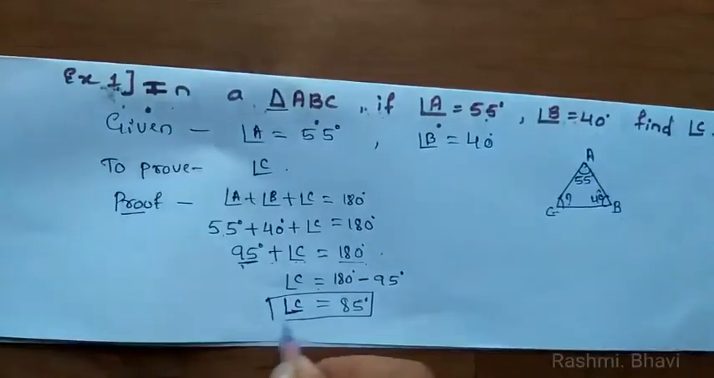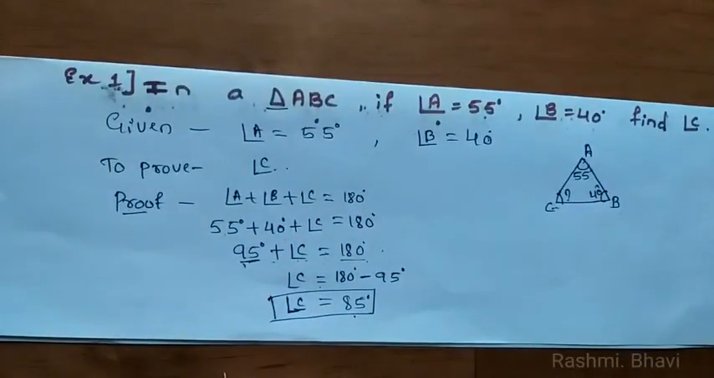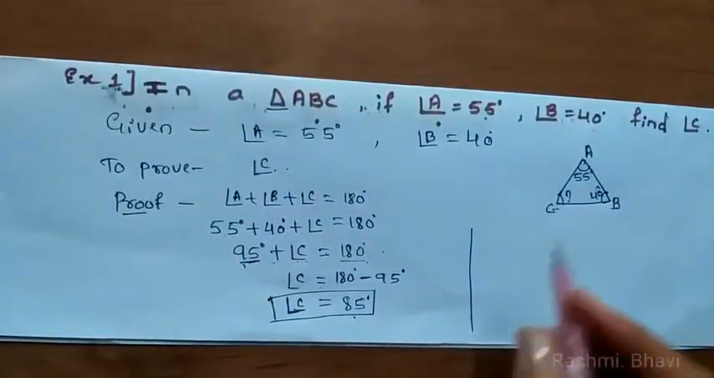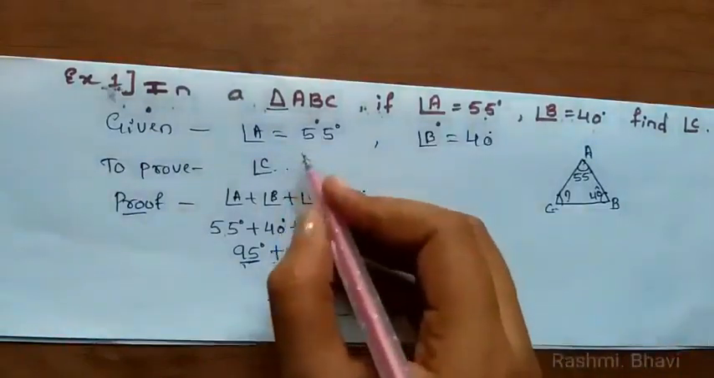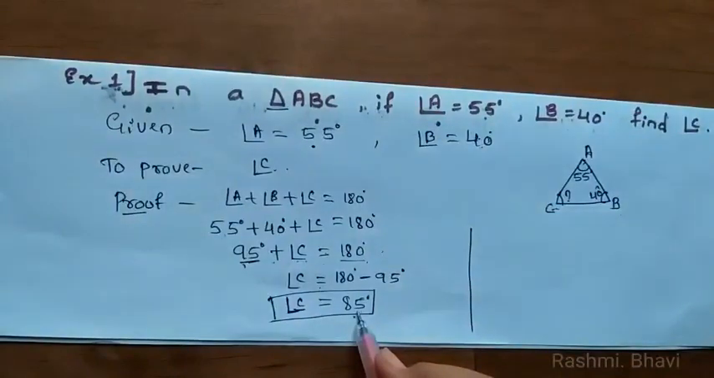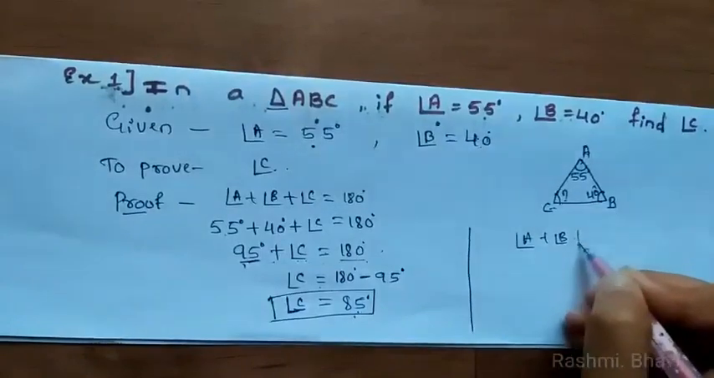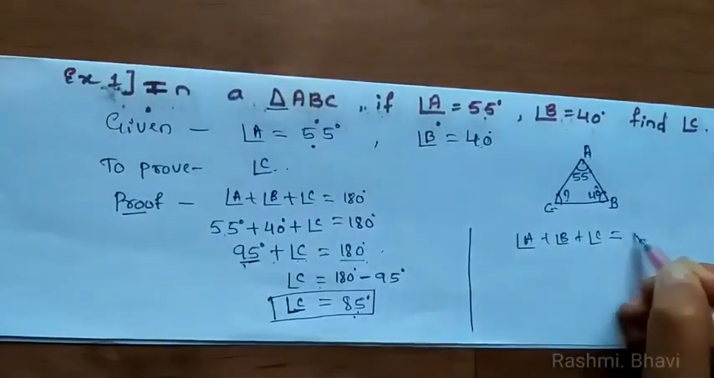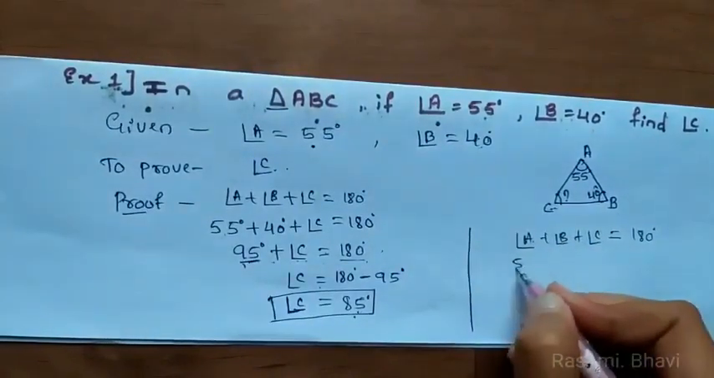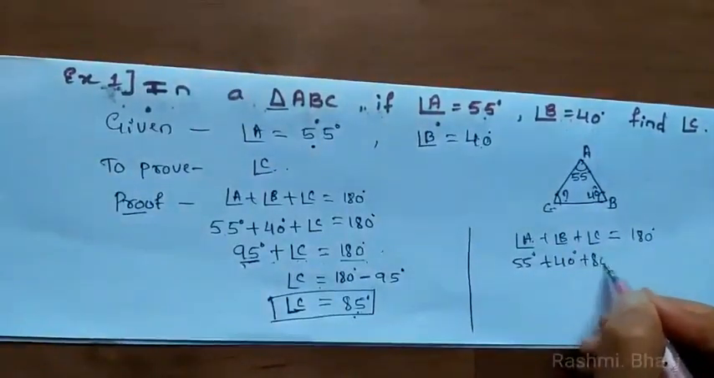This is our solution. We have to find the angle C. The angle C is how much here? 85 degree. Now how do we have to cross verify? Here angle A is how much here? 55 degree. Angle B is 40 degree and angle C is 85 degree. Our concept is angle A plus B plus angle C is equal to 180 degree. Here I am doing a cross verification. Angle A is how much here? 55 degree. B is 40 degree and angle C is 85 degree.